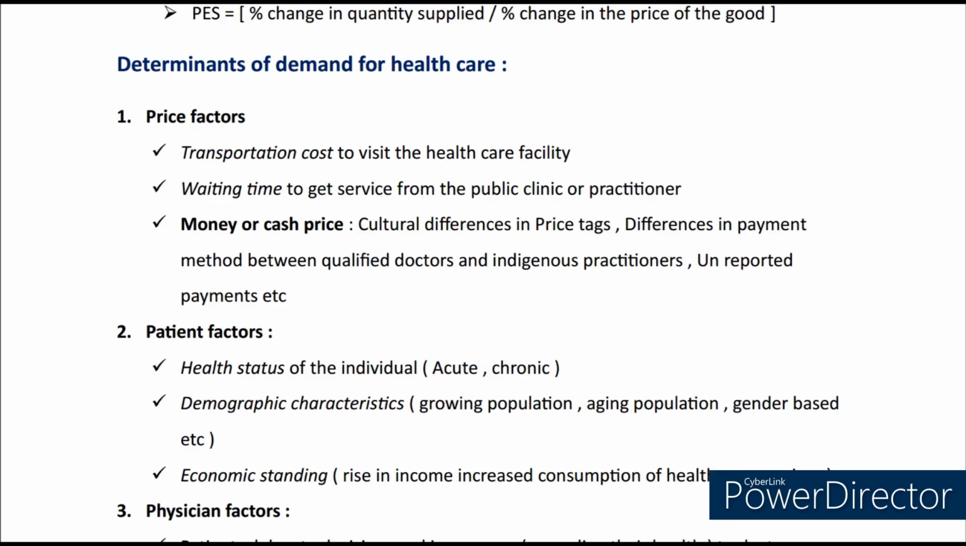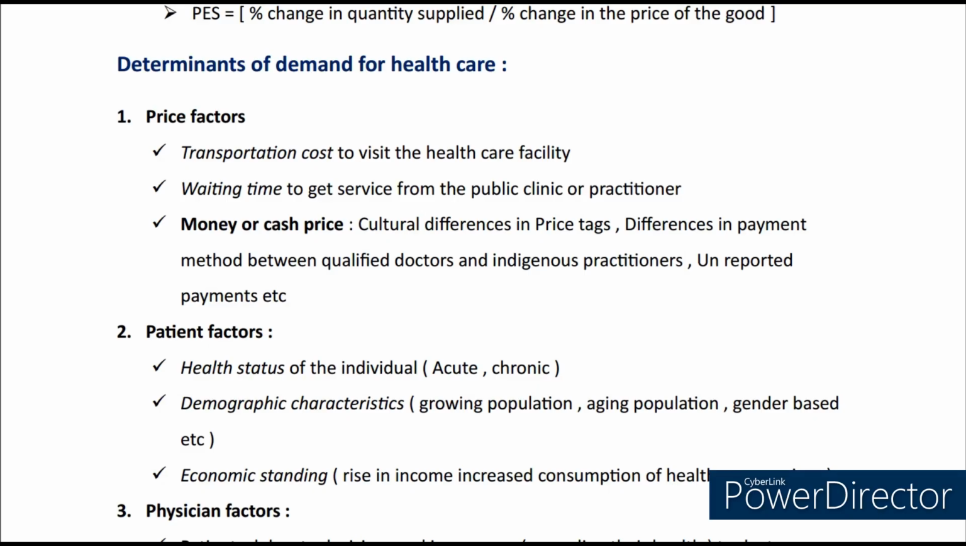So under this we can see the cultural differences in price tags. That means people belonging to a particular culture believe that the cost of healthcare treatment should be high, and the differences in payment method between qualified doctors and the local practitioners. See, qualified physicians generally prefer to take the amount in a single installment, whereas the local practitioners will give the flexibility for the patients to pay it back in installments, right?